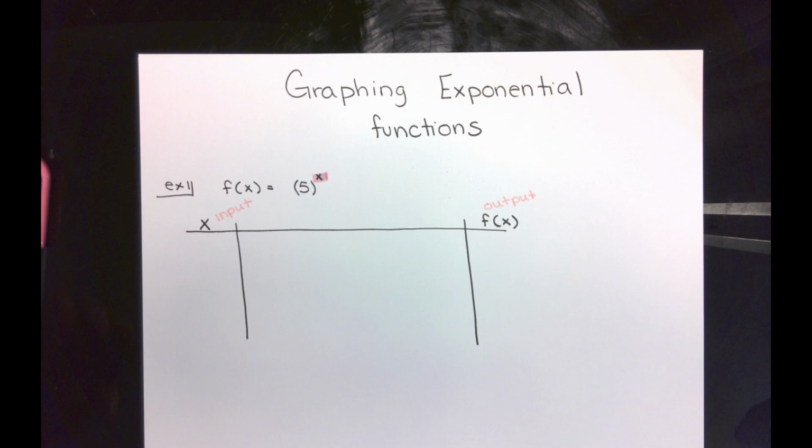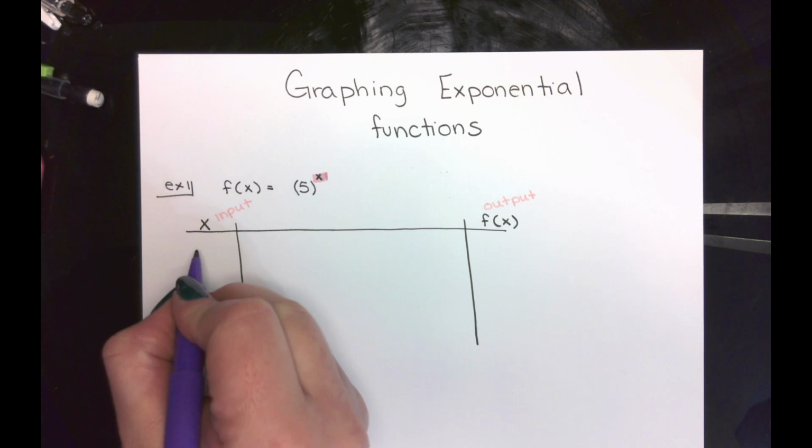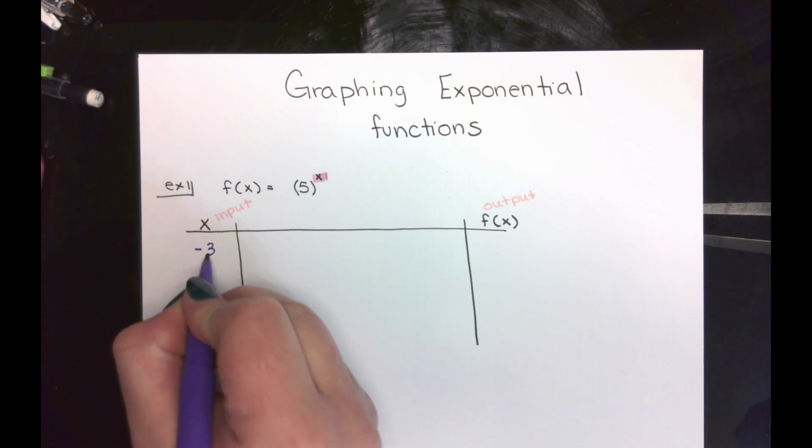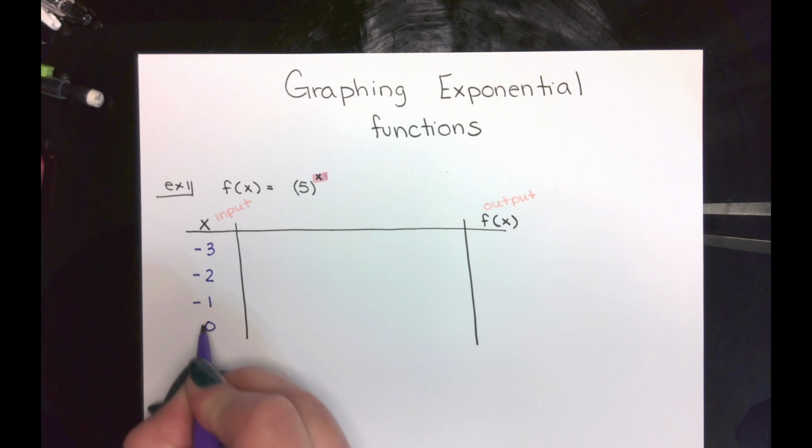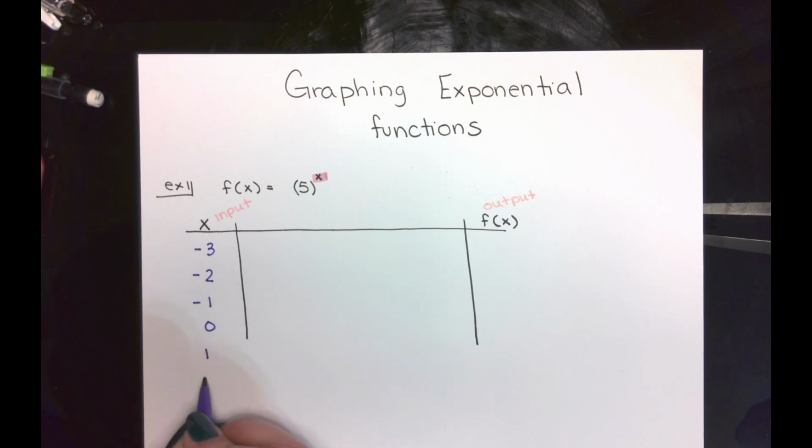The first thing you're going to do is you're going to choose your x values. Domain is not given to us. Our inputs are not given to us. So we're going to select some negatives and some positives. So I'm going to start with a -3, a -2, a -1, a 0, a 1, a 2, and I'm going to continue to a 3. So I'm going to extend my lines here.